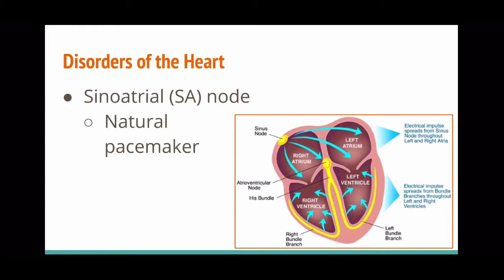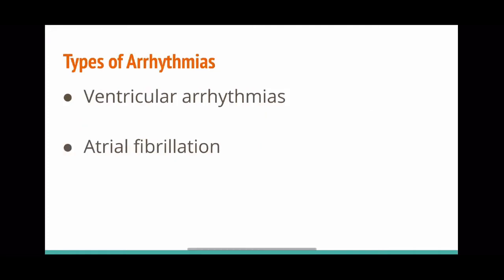And this is going to be an important part of the heart that we need to know when we get into the different types of arrhythmias, so that you can understand what is actually happening within the heart for each one. So I'm going to break down the various types of arrhythmias into 2 categories. Your book breaks them down into 4, but they're so extremely similar that really it should just be broken down into 2. So we have the ventricular arrhythmias, and we have atrial fibrillation.